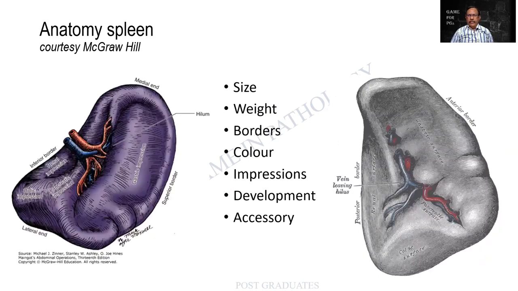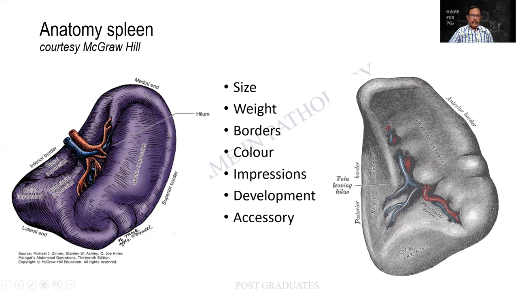Anatomy. After all, pathology is supposed to be abnormal anatomy and physiology. And this is a beautiful picture taken from McGraw. The author is the signature below. We are supposed to mention the size of the organ, the weight, the borders, color. What are the various impressions? Impressions means the pressure formed by the adjacent organs, the development and the accessory.